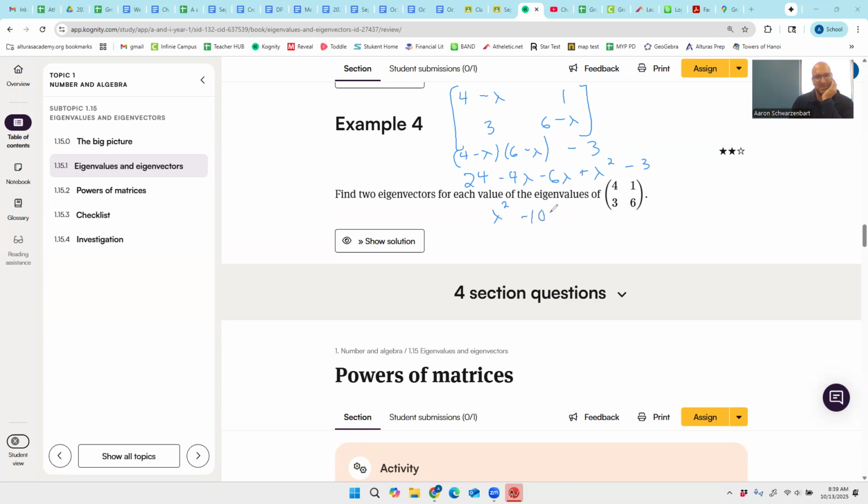Yes, it's lambda squared minus 10 lambda plus 21. Okay, this is an easy one. Lambda minus 7, lambda minus 3.